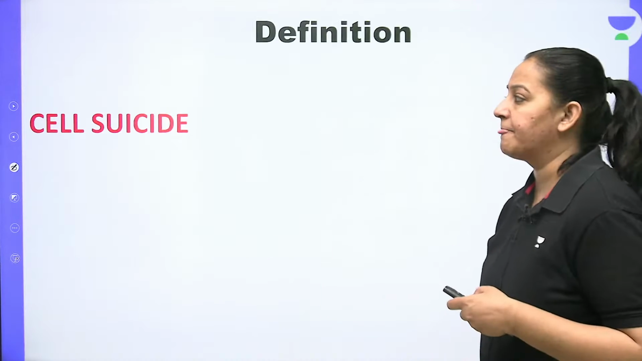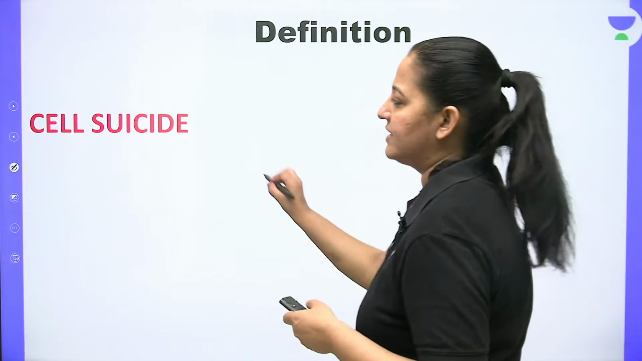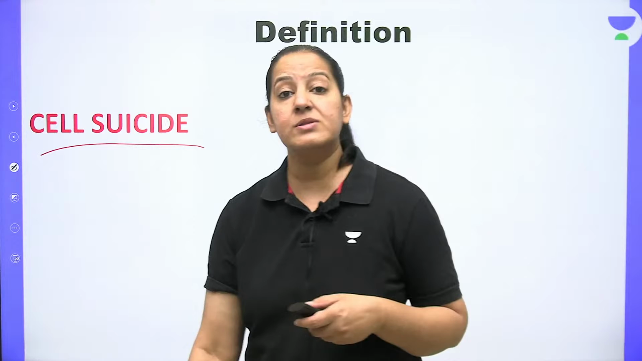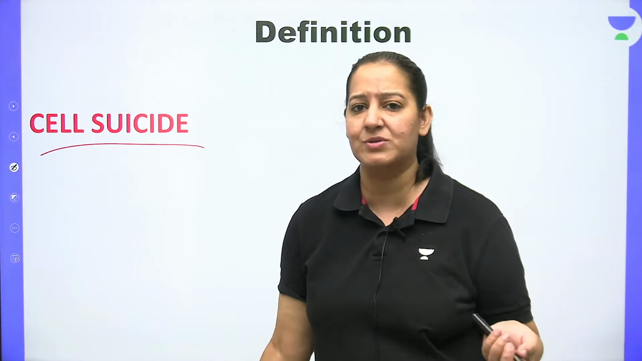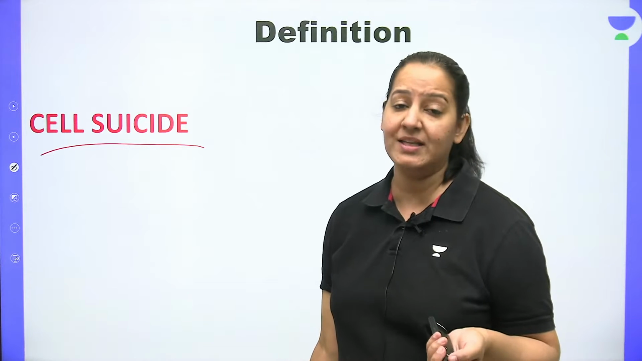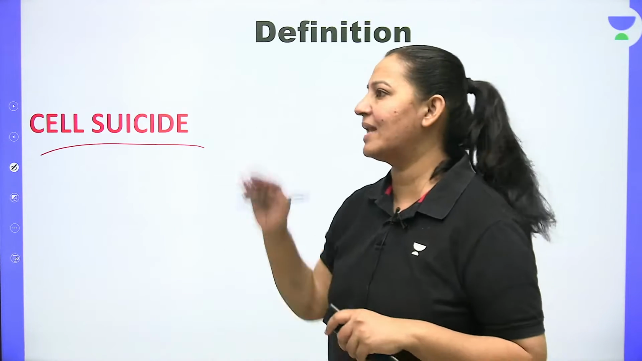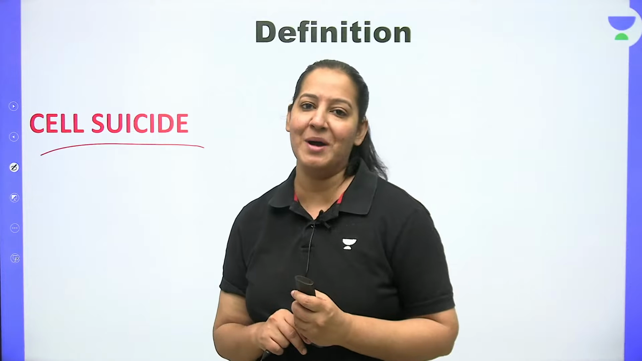Start with definition. In 1 word, if you ask me to say the definition, it is the suicide of the cell. The cell is committing the suicide. Now, why is the cell committing the suicide? No one likes to do the suicide. Now, if someone is doing suicide, there may be a reason behind it. So, why is the cell committing suicide? Cell may also have a reason to commit suicide.